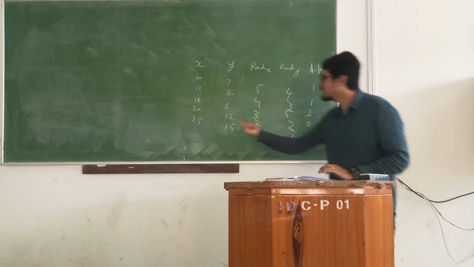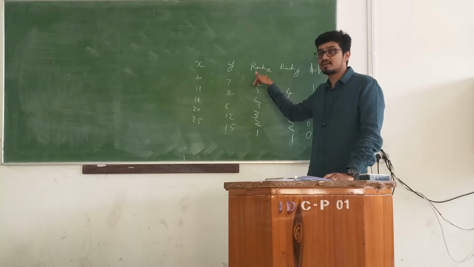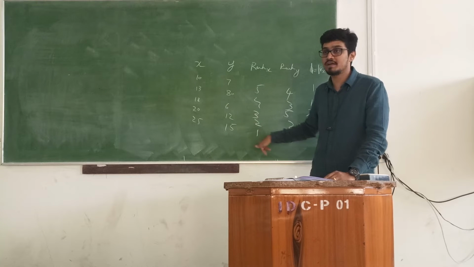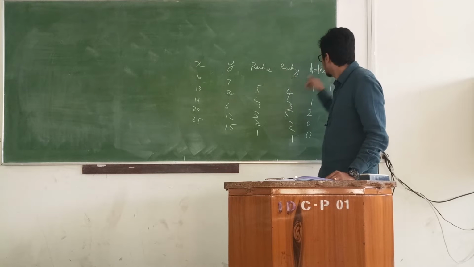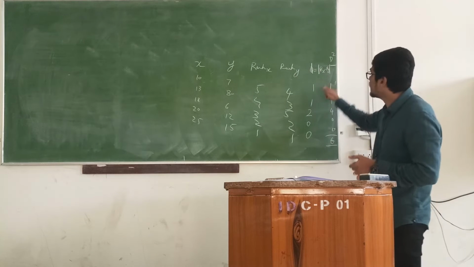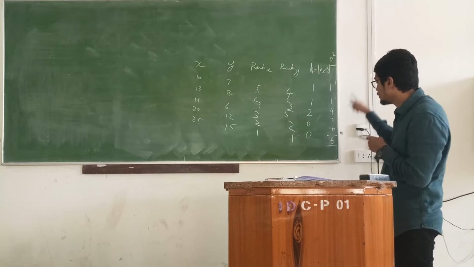So there are given two data. First find out the rank. That means highest value will be given first rank, lowest will be given the last rank, and rank of Y. And then you find out the difference, the difference squared, and the total of it.